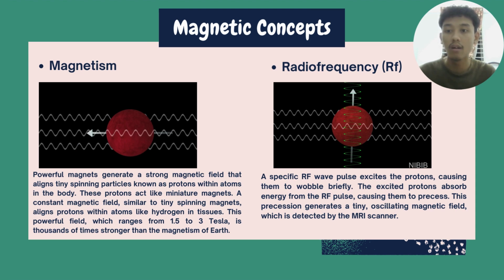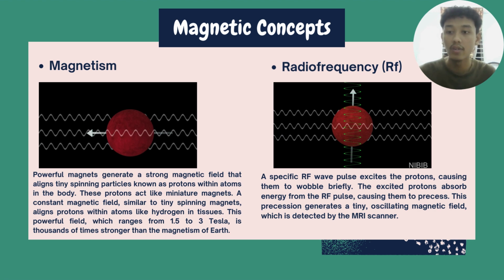Magnetism is at the core of MRI. Powerful magnets generate a strong magnetic field that aligns tiny spinning particles known as protons within atoms in the body. These protons act like miniature magnets. A constant magnetic field aligns protons within atoms like hydrogen in tissues, similar to tiny spinning magnets. This powerful field, which ranges from 1.5 to 3 Tesla, is thousands of times stronger than the magnetism of Earth.